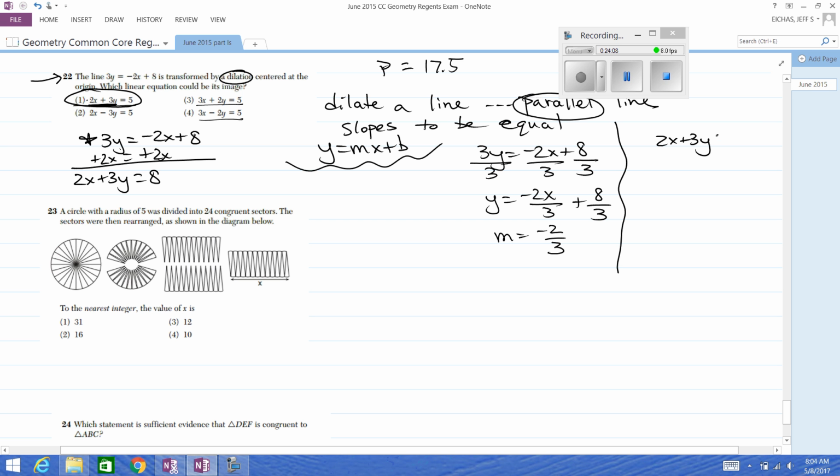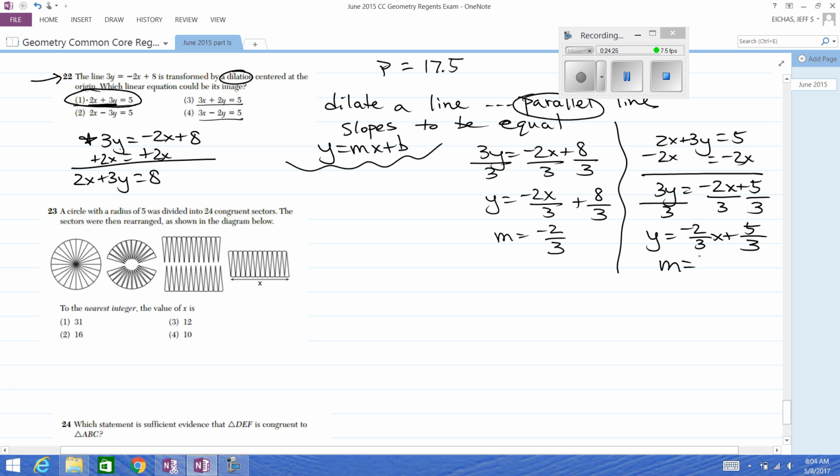2x plus 3y equals 5. I'll subtract 2x. 3y equals negative 2x plus 5. And divide by 3. Look at that. It has the same slope. The number in front of x is your slope. So that one is going to be the correct choice.